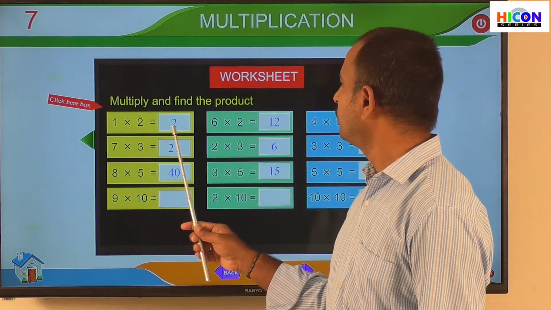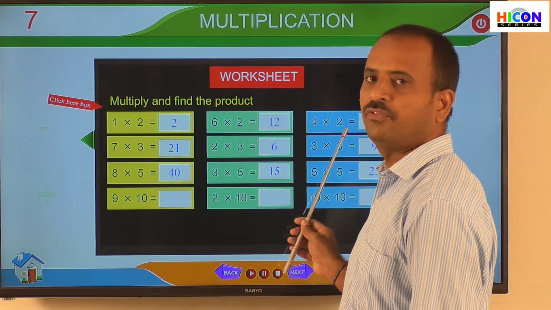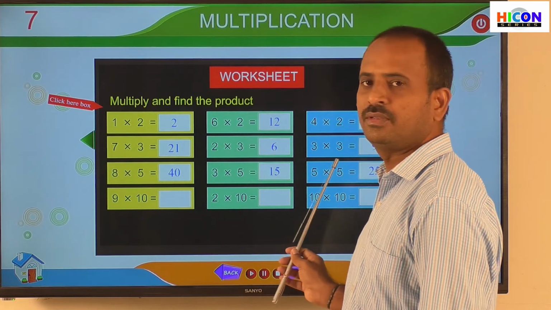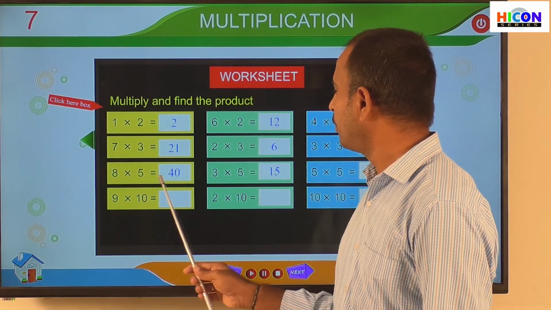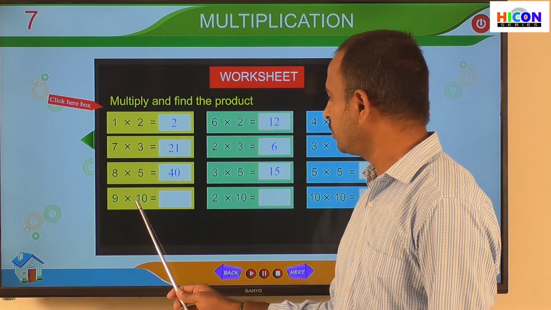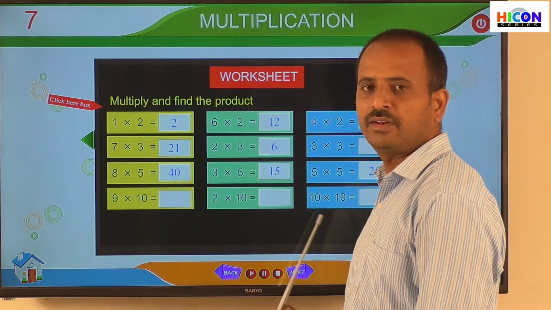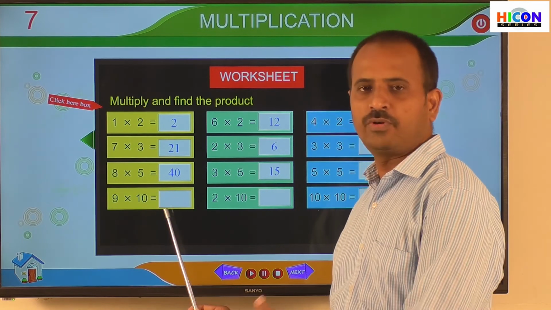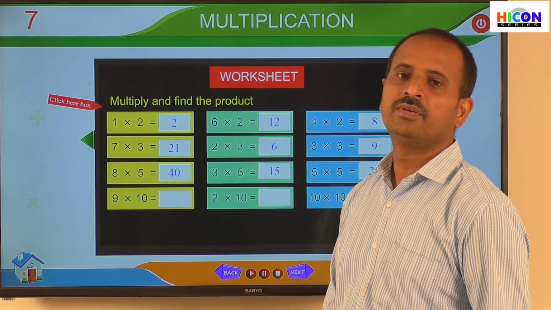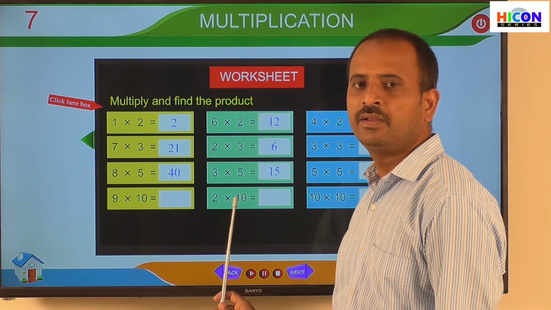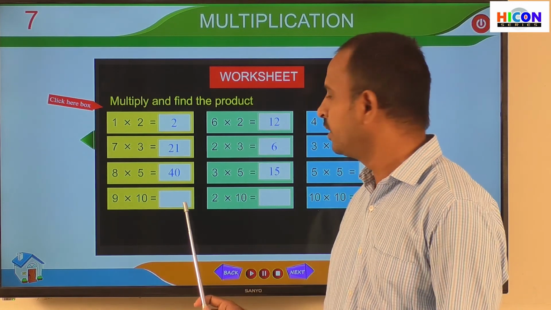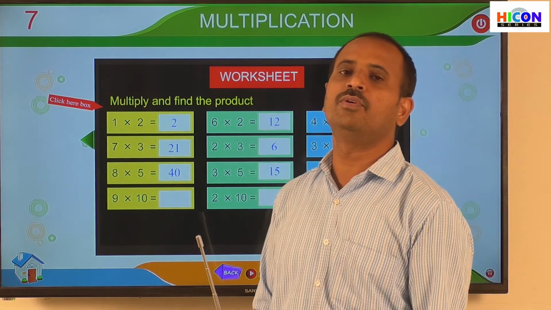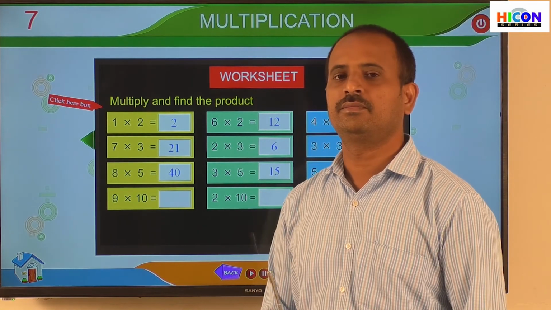In the first row, these are based on the table of 2. In the second row, all these are tables of 3. And all these are table of 5. And the last row is the table of 10. So practice these problems at your home. There are 3 problems for you which are based on table of 10. Read the table of 10 thoroughly and write the answers for these 3 multiplications at your home as homework.